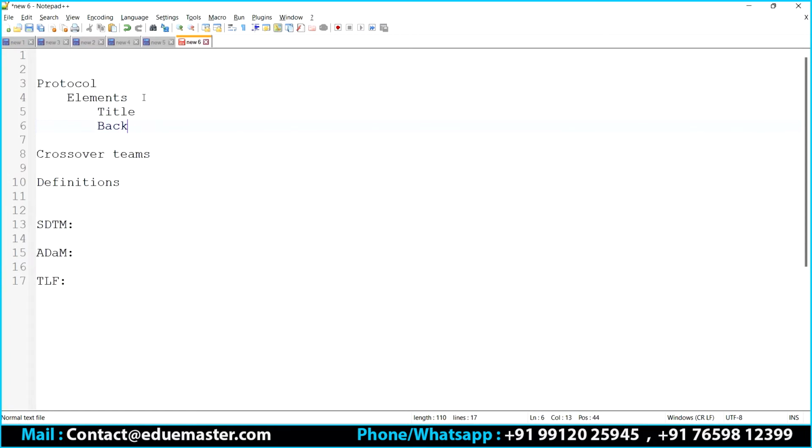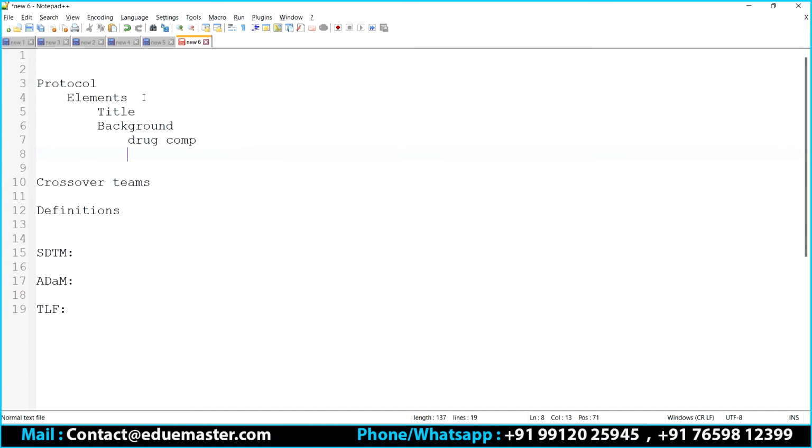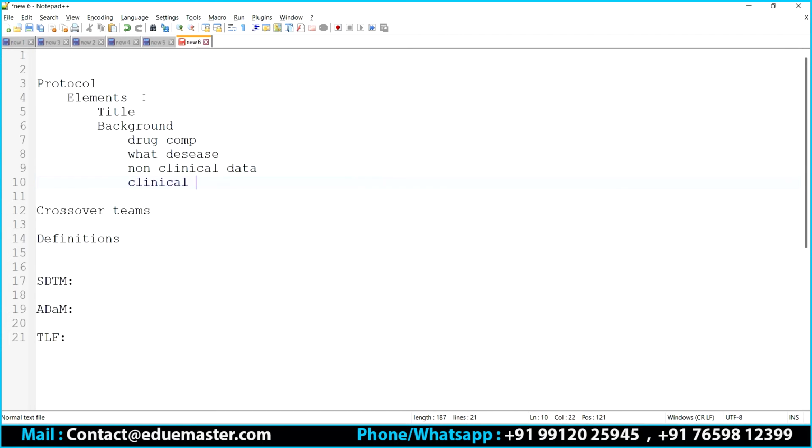Number 2, background. The background is going to talk about 4 parameters. What are the 4 parameters? It will talk about the drug composition. Second, if I'm taking this particular drug, to treat what disease we are going to consume it, so it also has the details about the disease. Right. Then, what is the non-clinical data that has impact? What is the clinical data that we need to consider? That is about the background.